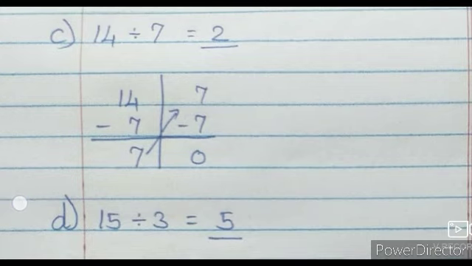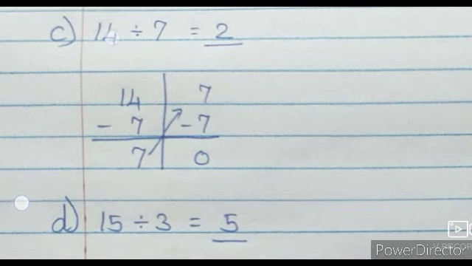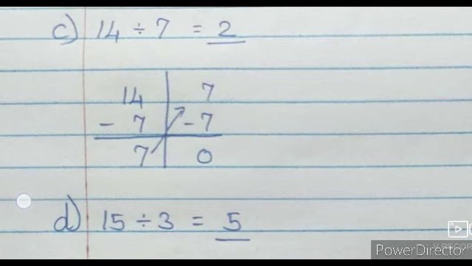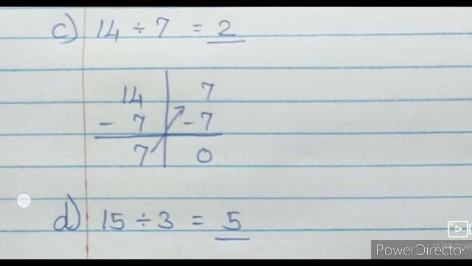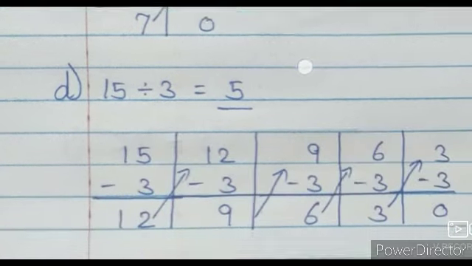Now look at the next one. 14 divided by 7. So you have to subtract 7 from 14 till you get 0. Let's subtract 14 minus 7. Now say 14 in the mind. Take 7 fingers before 14. 13, 12, 11, 10, 9, 8, 7. So you got 7. Again you take the 7 here. 7 minus 7, 0. How many times you subtracted this? 1 time, 2 time. So the answer is 2.